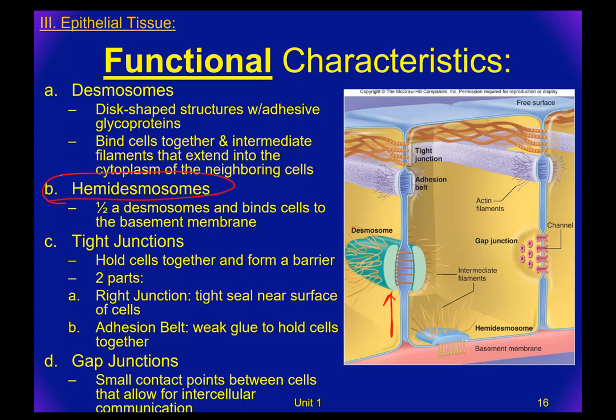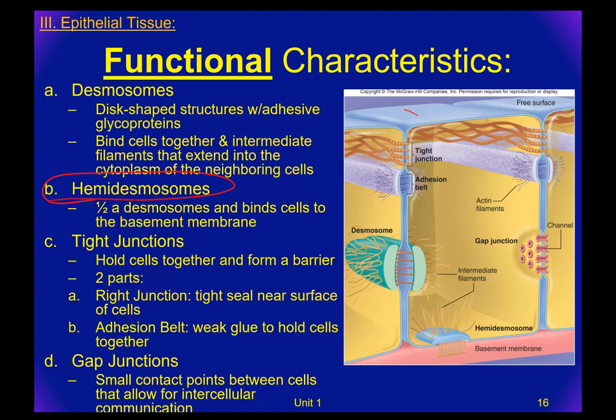Hemidesmosomes are the second one we're going to talk about. Hemi means half. Okay? So this has this disc-shaped structure and then these filaments, right? But over here, there's a second disc-shaped structure with these filaments over here. If you look at the bottom, though, there's a disc-shaped structure and there's filaments, but there's not another one over here on this other side. Instead, it's the basement membrane. Remember, basement membrane is the double-sided sticky tape that helps to hold the cells above it to whatever's below it. So hemidesmosomes bind your cells to the basement membrane. They anchor them down.